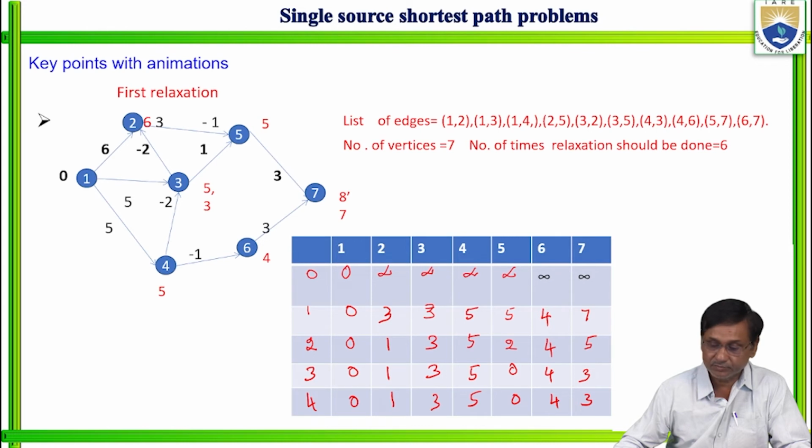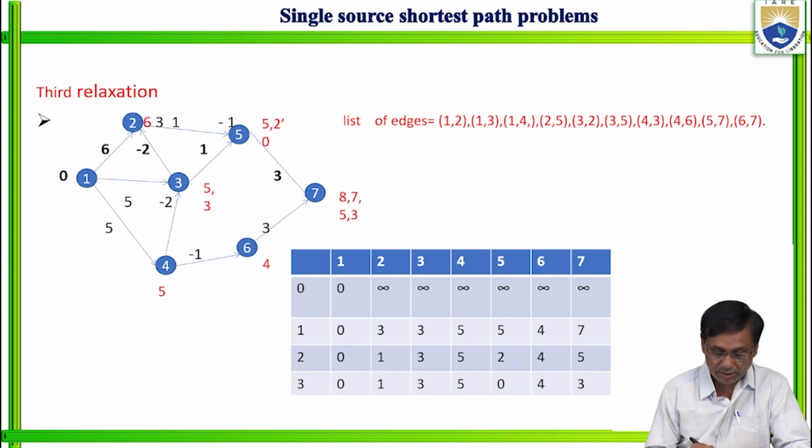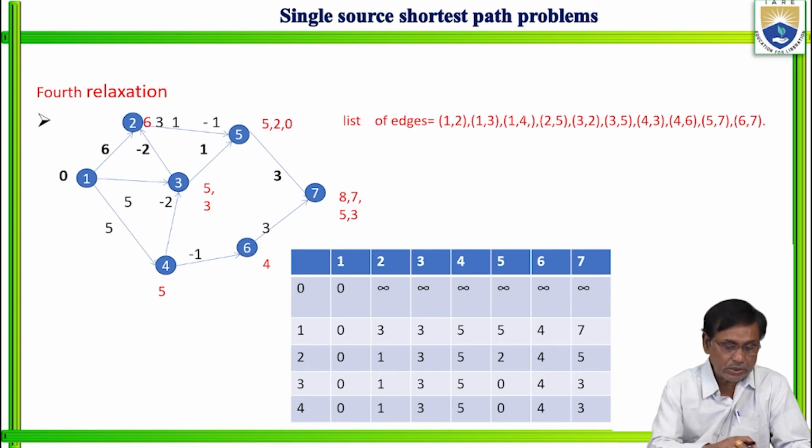Now you can see here first relaxation, second relaxation, third relaxation is this. So in the third relaxation 0, 1, 3, 5, 0, 4, 3. So in the fourth relaxation the values are same. That means there is no change. 1 to 2 is 0 only. 1 to 2 we have to find out. 1 to 2 is 1 only. 1 to 3 is 3 only. Then 1 to 4 is 5 only.